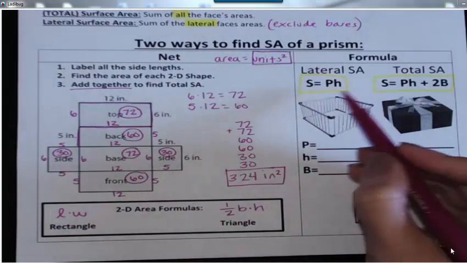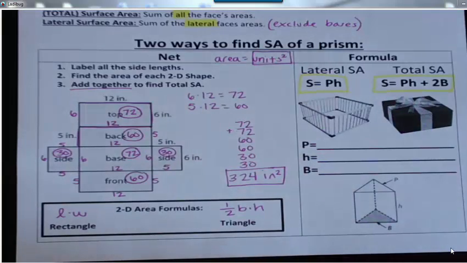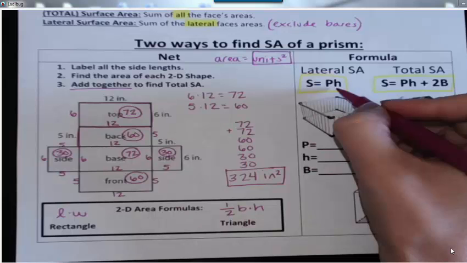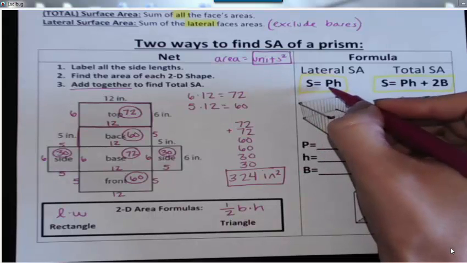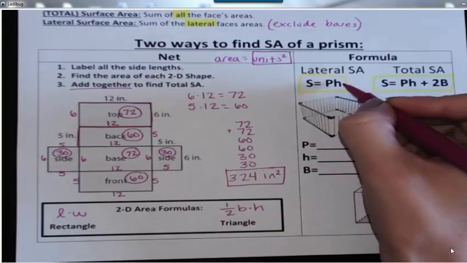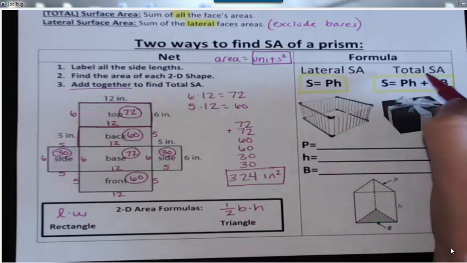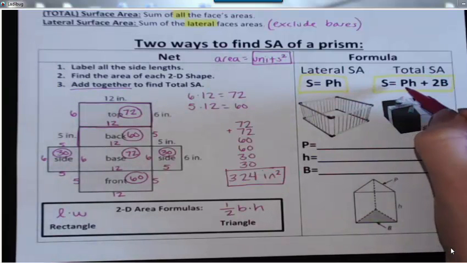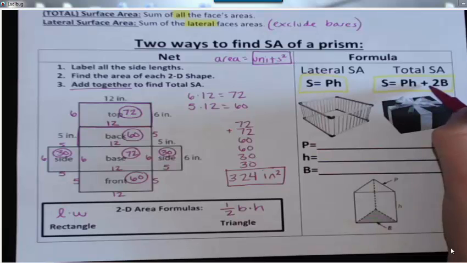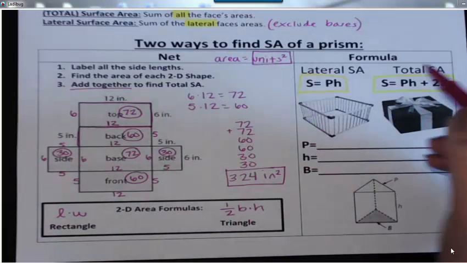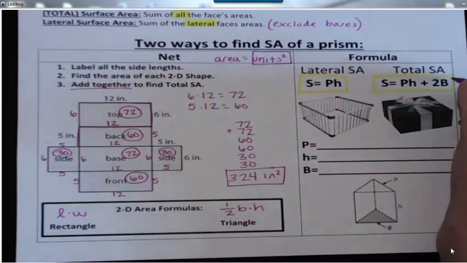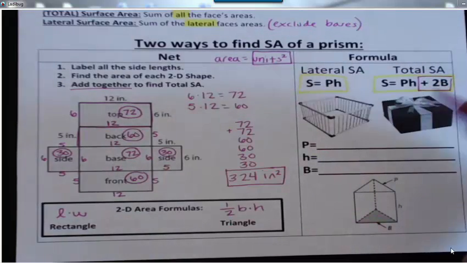Now these two formulas are going to help us find the area of any rectangular prism. Again, lateral surface area is S is equal to capital P times H. That's just lateral surface area. Total surface area is S is equal to capital P times H plus 2 times big B. Now, the only difference between these two is this second part here. What do you think that part of this formula represents?